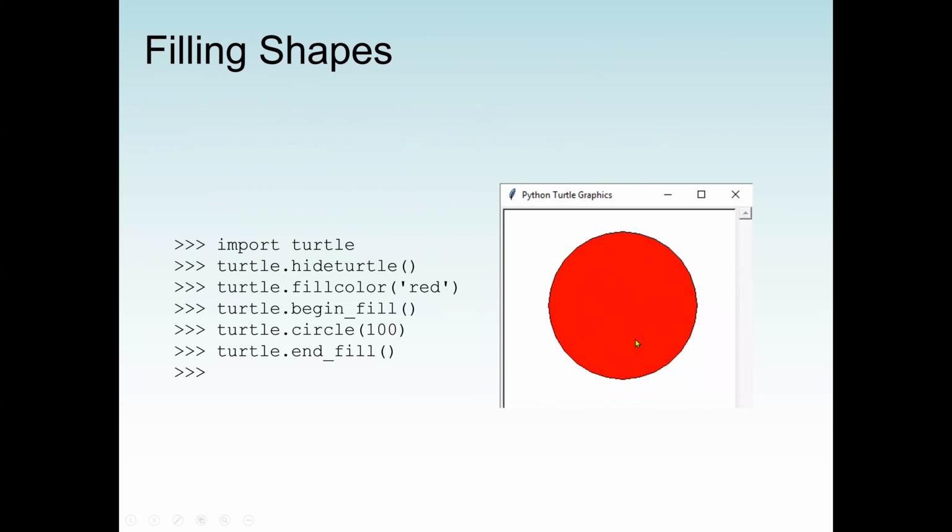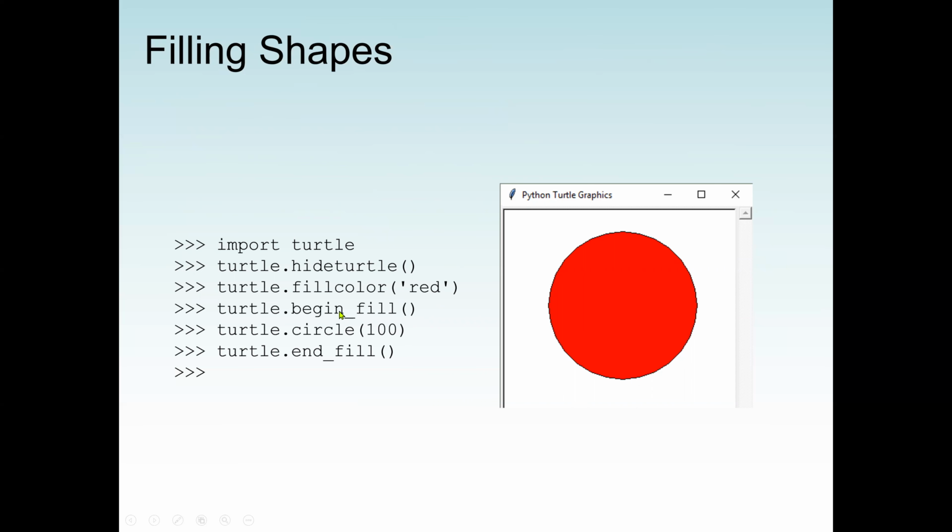We already have our circle. Remember, we have the import turtle. Now here we want to see a nice image. We don't want to see the arrow or the cursor on top of the image. So we hide the turtle. After we hide the turtle, we set a fill color red. It can be any color you want to use. Then we also call begin_fill.